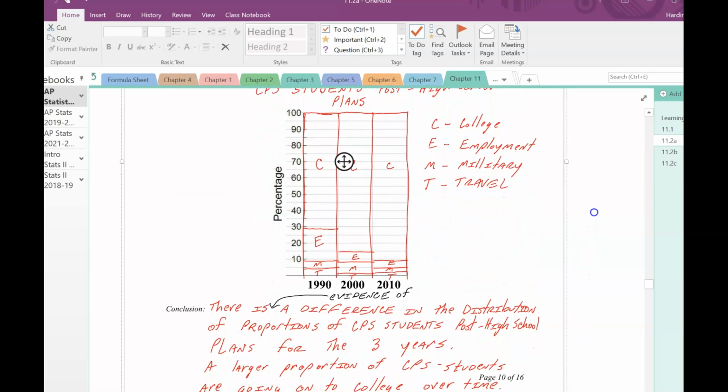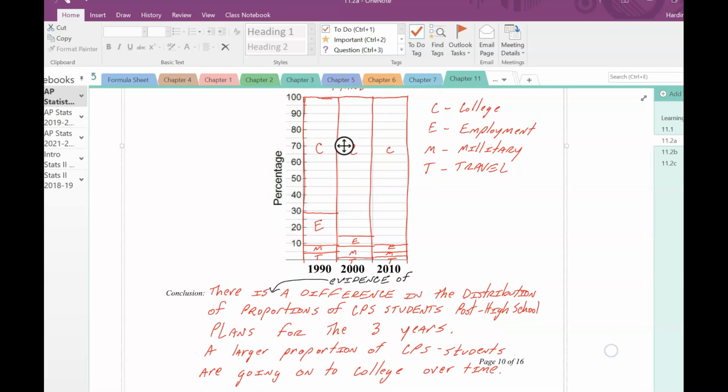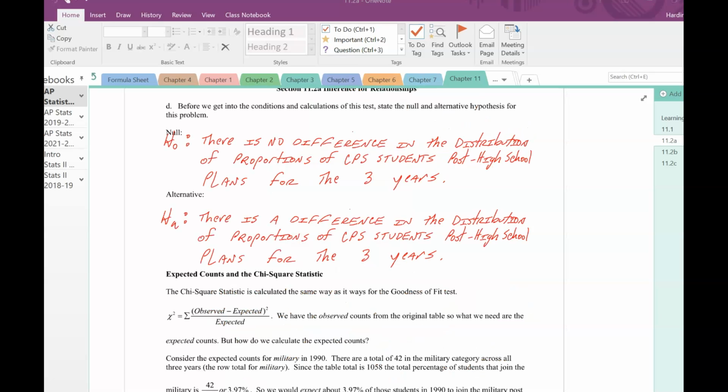Just confirming what I said on the previous page, there is some evidence here that there has been a change over the last 20 years in students' plans beyond graduation. You can see there that the proportion of students going to college seems to be increasing over time. Okay, so let's start talking about the actual parts of the test.